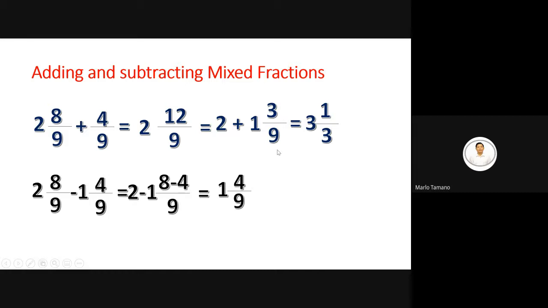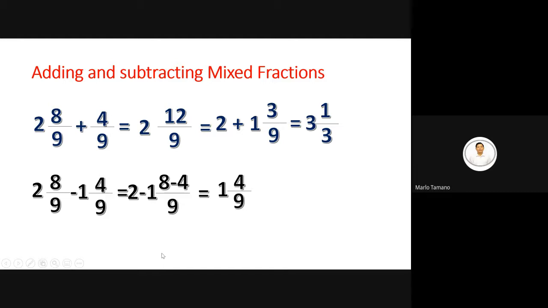What's next? Pagsamahin na po yung whole numbers. Tapos yung 3 over 9 ay pwede pang i-lowest term. So that 3 and 9 are both divisible by what? 3 po. Divisible by 3. So 3 divided by 3 is 1. 9 divided by 3 is 3. Therefore, your final answer is 3 and 1/3.